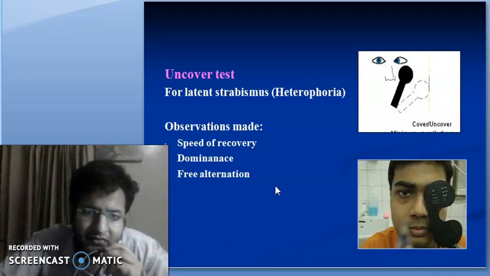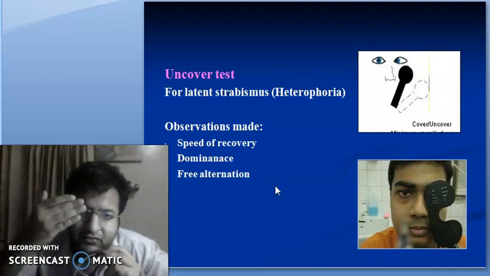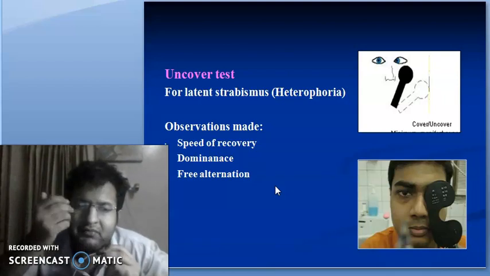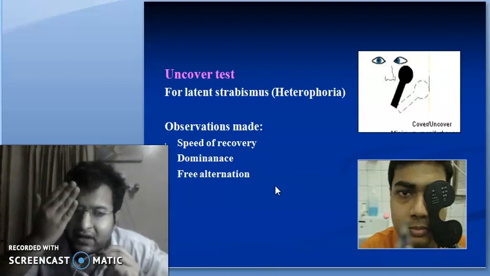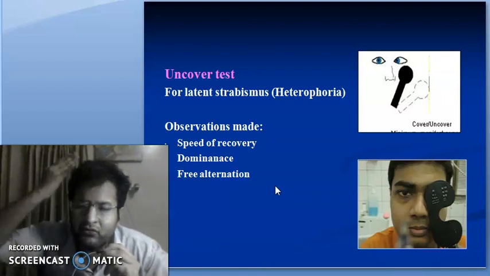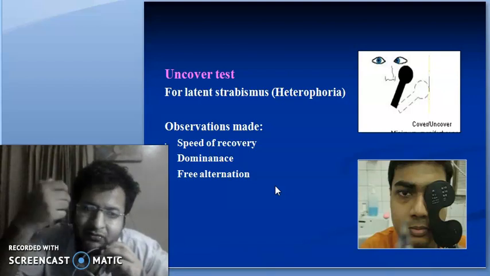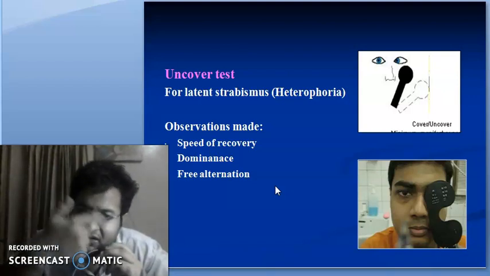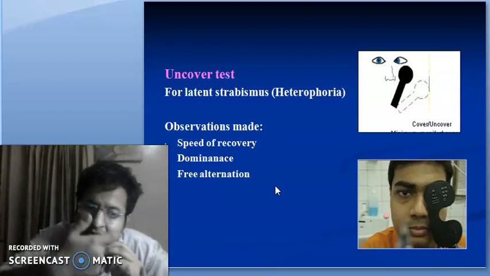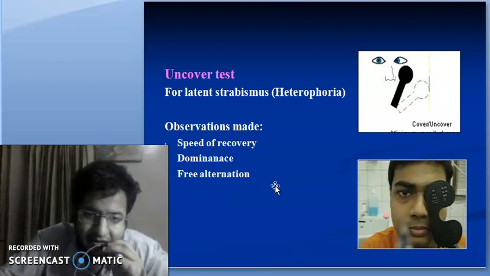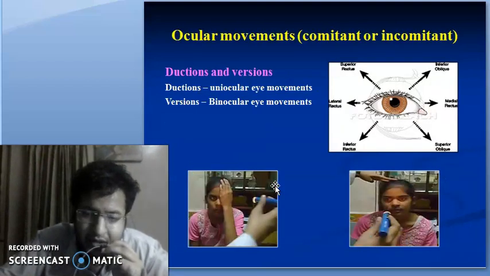In the uncover test, which is used to detect latent strabismus, if my right eye was a strabismic eye and I had covered it, and I will just remove the cover, what all observations I have to make? I have to see the speed of recovery of the eye, which eye is dominant, and whether there is any free alternation present between the two eyes.